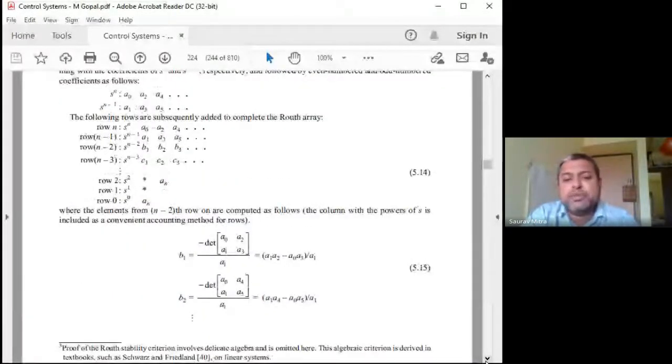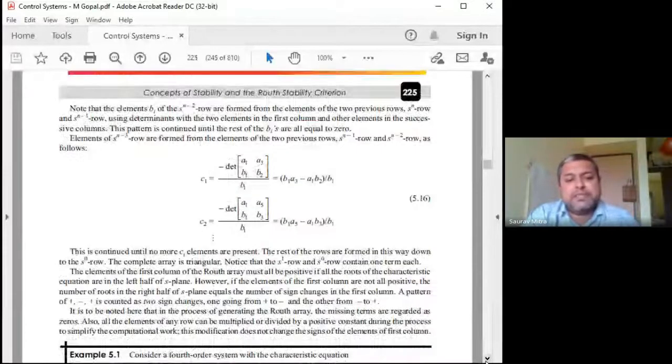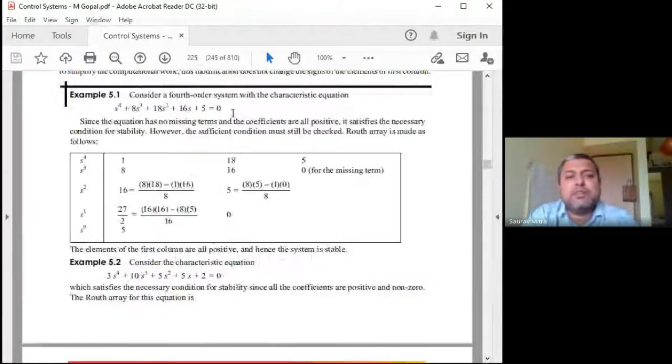So what will be given to you? Given to you will be a transfer function. So it's a very simple numerical. Let us solve it using the Routh-Hurwitz criterion and let us find out how to find system stability from the Routh-Hurwitz criterion.